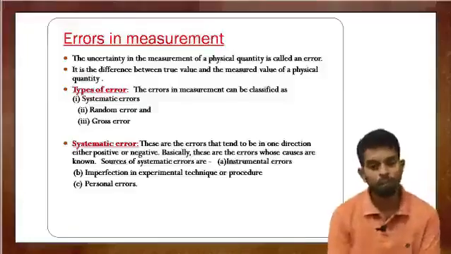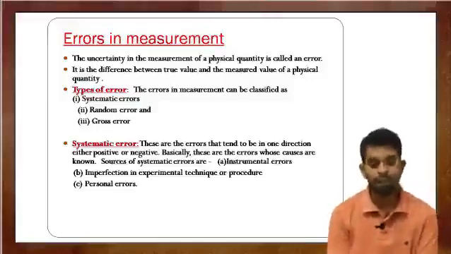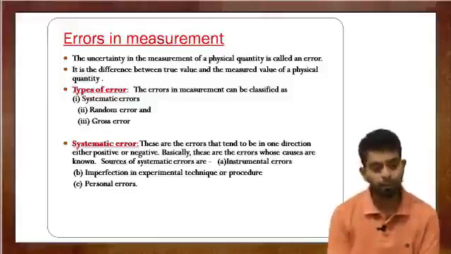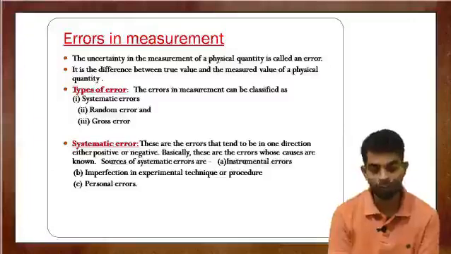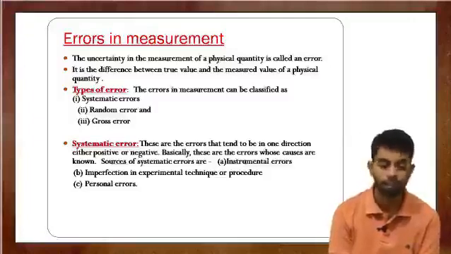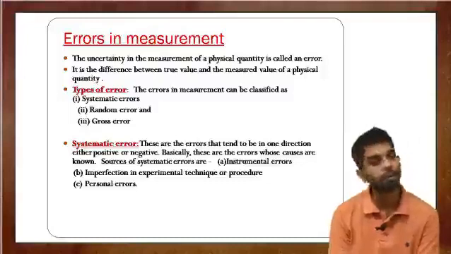Now, in every measurement, whenever we measure a physical quantity, there is error associated with the measurement. Error may occur due to different reasons. Generally, errors are classified into three types. So, the errors in measurement can be classified as systematic error, random error, and gross error.